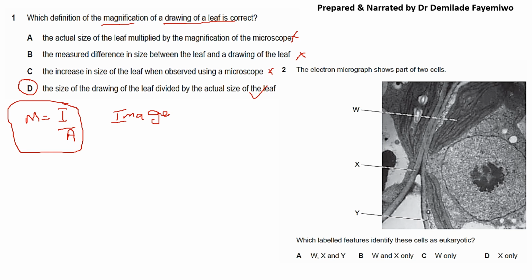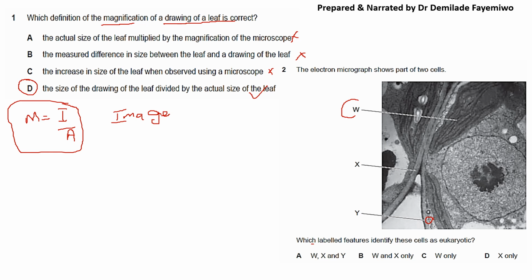Okay, let's look at number 2. The electron micrograph shows part of 2 cells. Which labeled features identify these cells as eukaryotes? So let us look at this. Over here we can see, I'm just going to go X, W, Y for whatever reason, or we can actually start with W. W over here seems to look like the chloroplast when it has been stained. X is pointing to what I believe is the cell wall, and Y over there is pointing to the cell membrane.